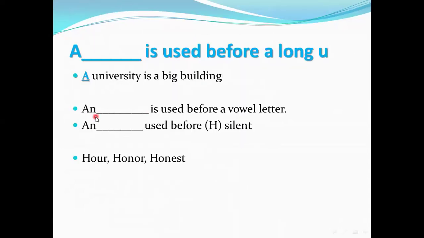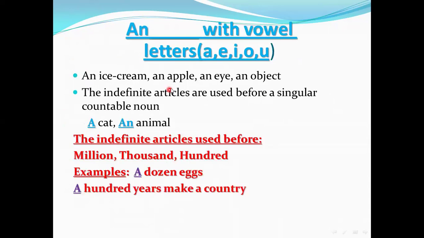Here, an is used before a vowel sound and before a silent h, like this: we say an hour, we say an owner, we say an honest. The h is silent, so we use an. What are the vowel sounds? They are A, E, I, O, U. The indefinite article is used before million, thousand, hundred, like we say a cat and an animal.